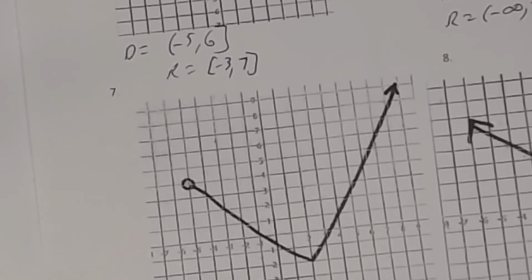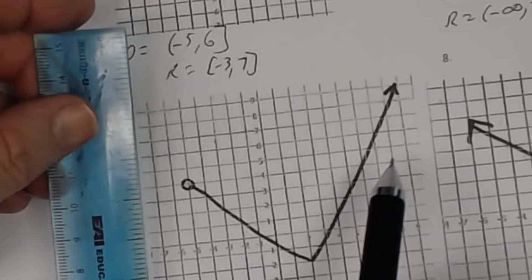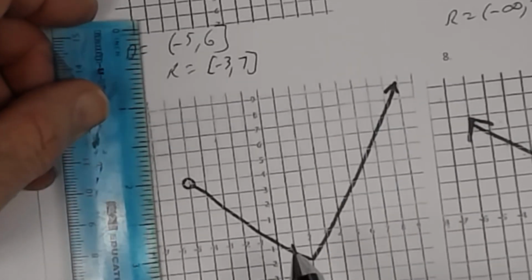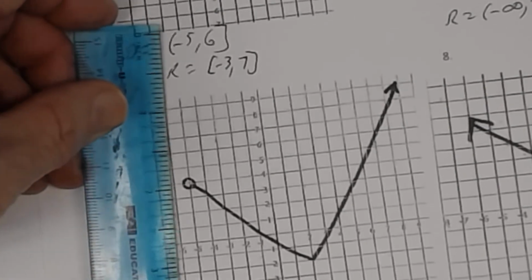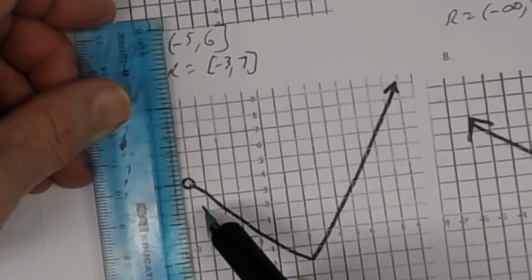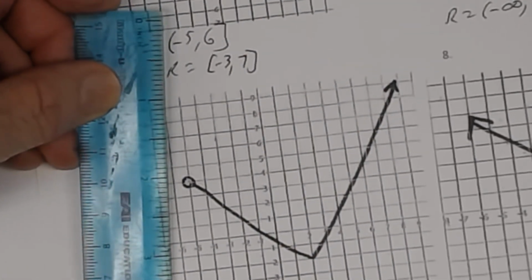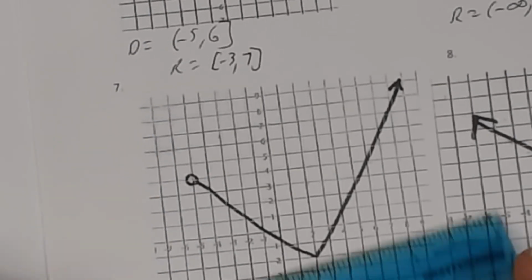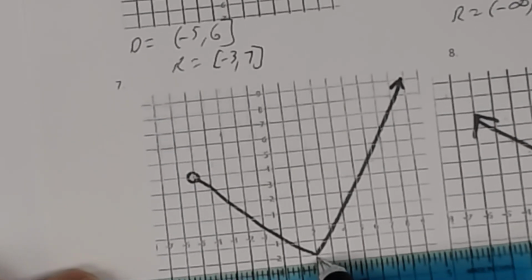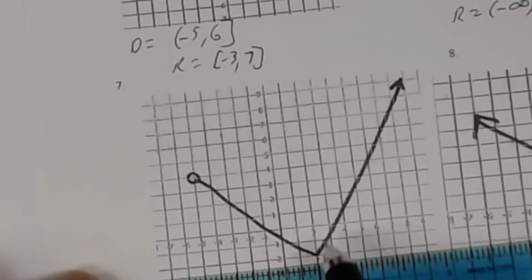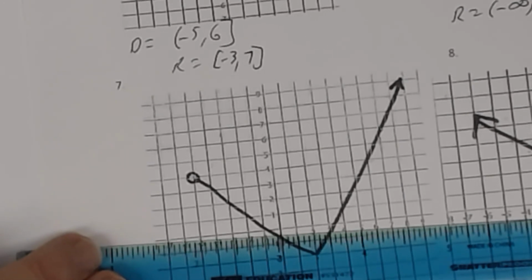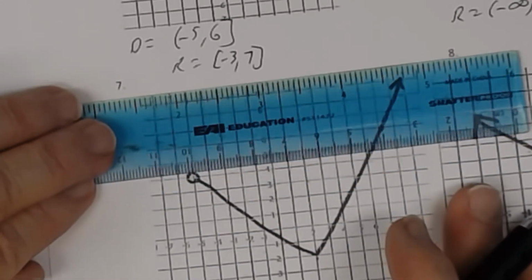Okay, number 7. So you have an arrow on the right side. So the domain, notice it's an open circle, so you're going from -5 parentheses all the way to infinity parentheses. The range, the smallest y value is this point here. All those other y values are bigger than that one. So the smallest y value is -2 bracket all the way to infinity.